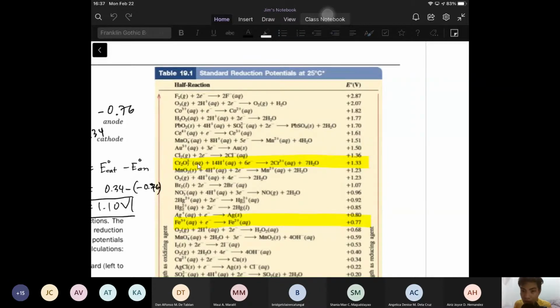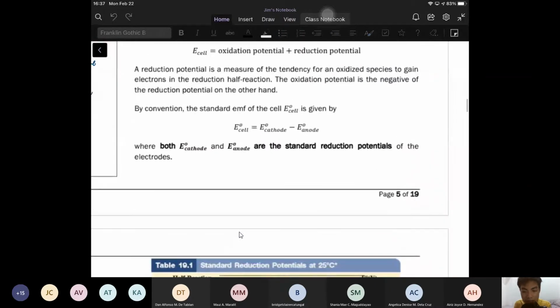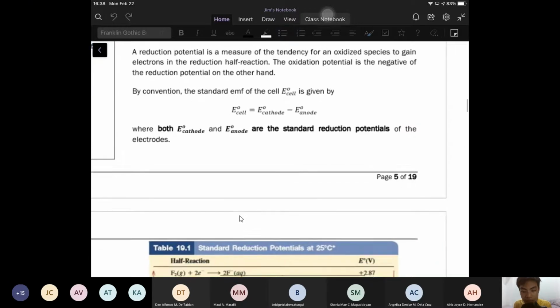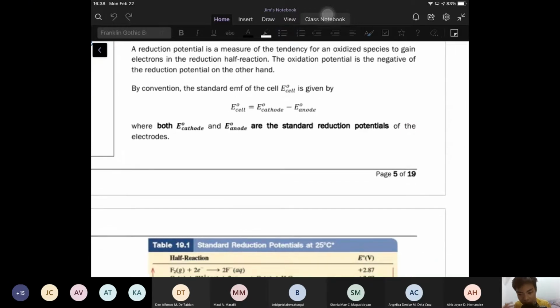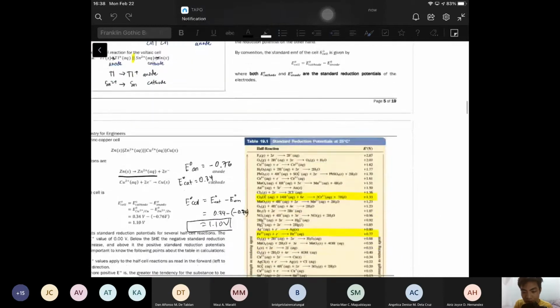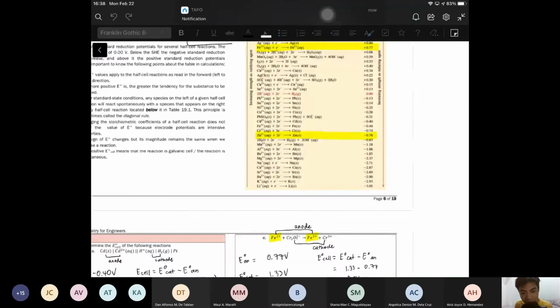So you find which is the oxidation and which is the reduction. Then to solve for the E of the cell, you have to use the equation E naught cell equals E cathode minus E anode. The cell potential at the cathode minus the cell potential at the anode will give you the overall voltage of your battery, of your voltaic cell. Okay? So before we continue with the main topic for today, let's review computing the E cell.